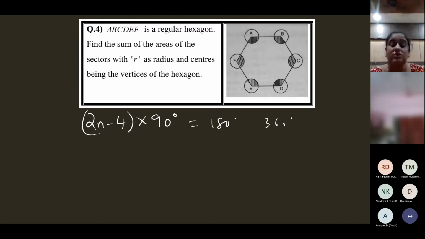A pentagon has 5 sides. 2 into 5, 10. 10 minus 4, 6. 6 into 90, 540. So this is how you find the sum of all the interior angles of any polygon.